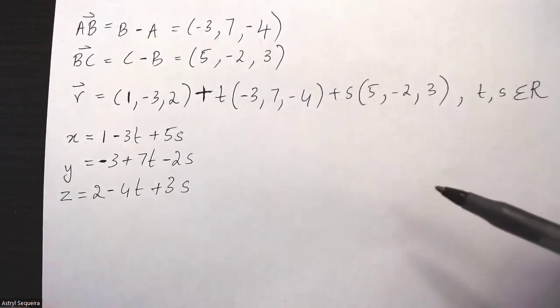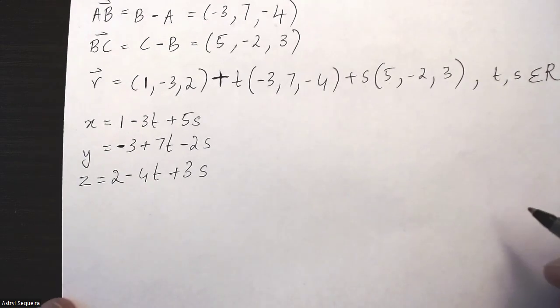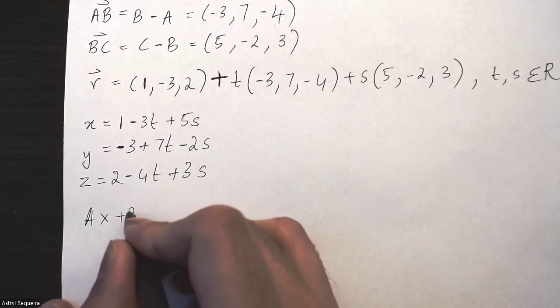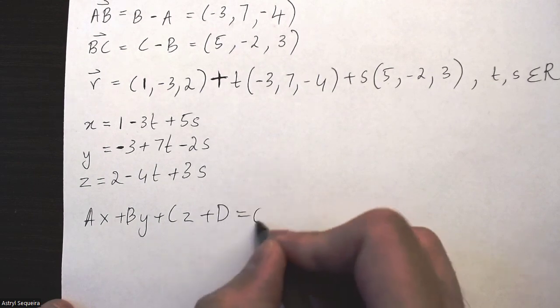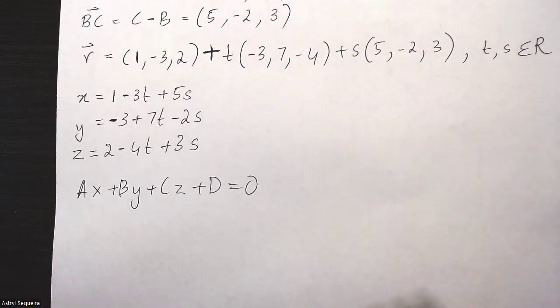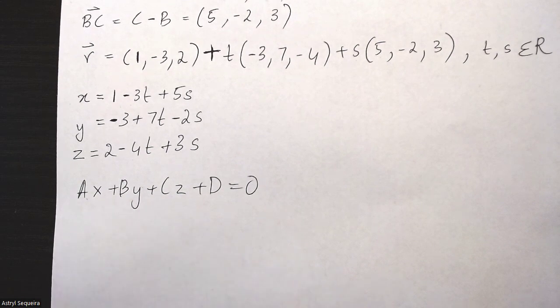Let's go to the next part of the question, which is finding the Cartesian equation of the plane. So we know that a Cartesian equation is ax plus by plus cz plus d equals 0. This is the Cartesian equation of a plane. The first thing that we generally do in these kind of questions is we find A, B, and C, the direction vector of the normal to the plane. It's basically called the normal vector.